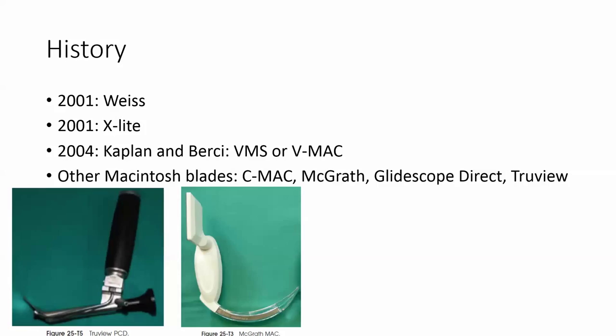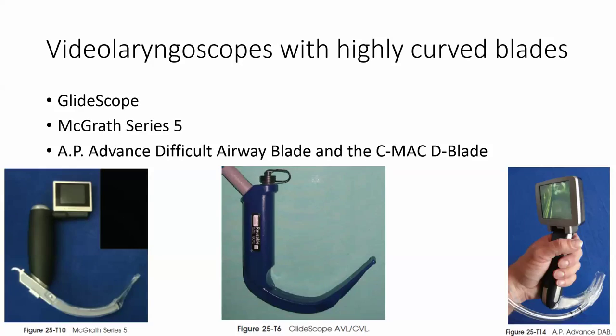If you look at the McGrath MAC, it looks just like a Macintosh blade. Video laryngoscopes have evolved to have highly curved blades, such as found on the Glide Scope and on the McGrath Series 5 and the AP Advanced Difficult Airway blade. The primary benefit of these highly curved blades, with a camera on the end of the blade, is to be able to see around corners.